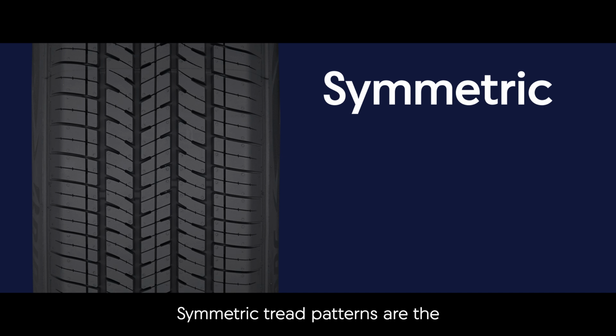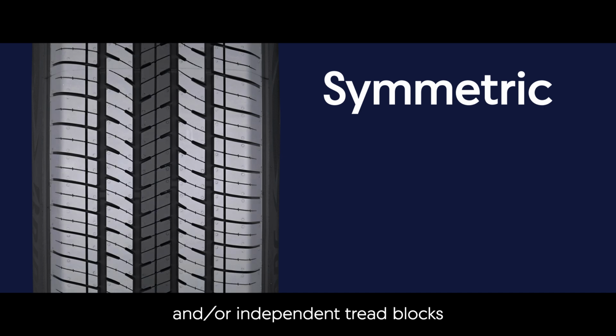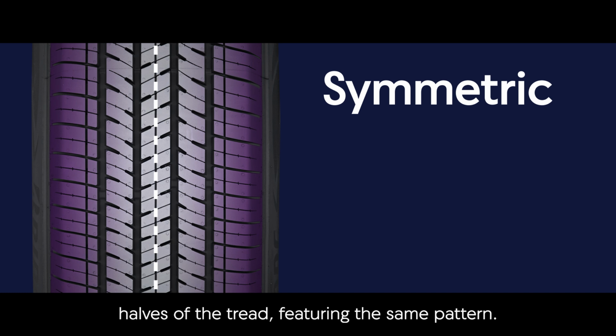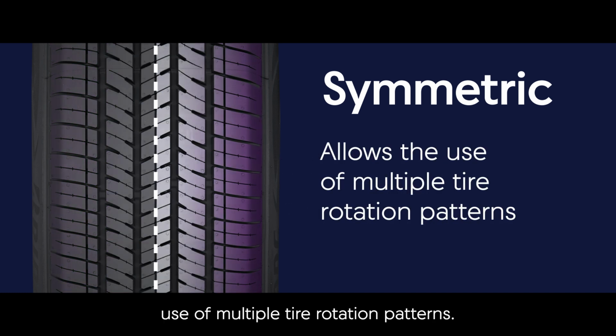Symmetric tread patterns are the most common and feature continuous ribs and/or independent tread blocks across the entire tread face. The symmetry is seen in both inboard and outboard halves of the tread featuring the same pattern. This mirror image design allows the use of multiple tire rotation patterns.